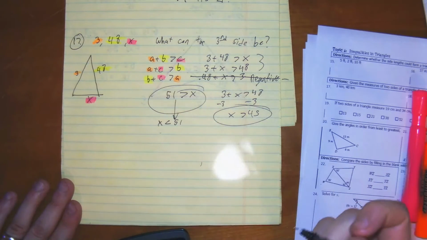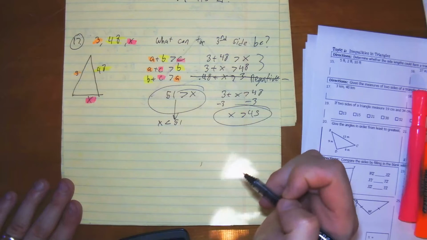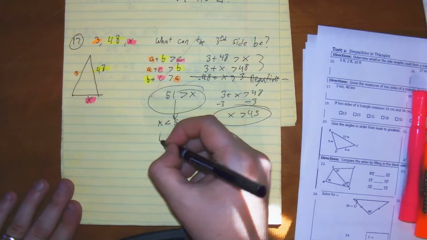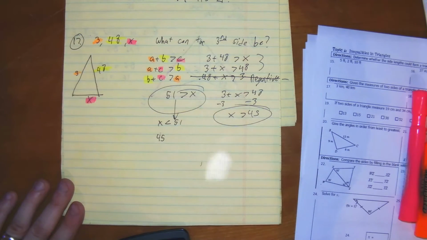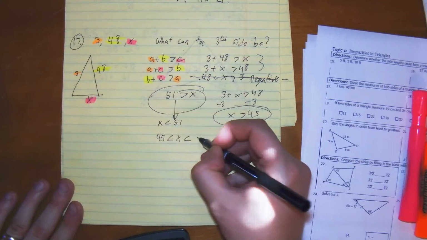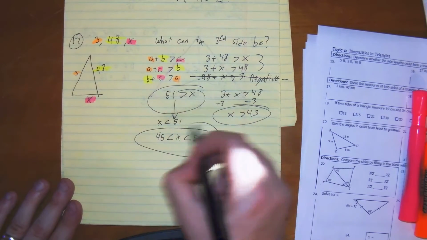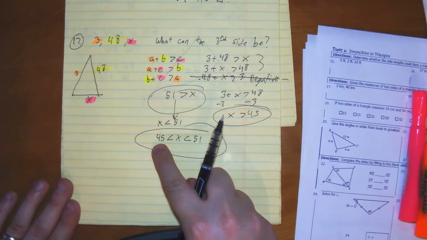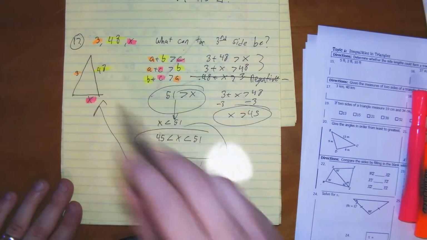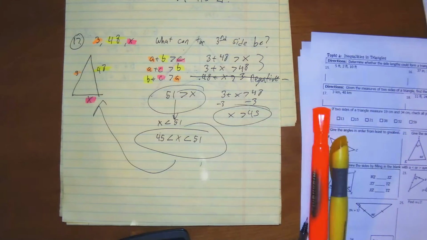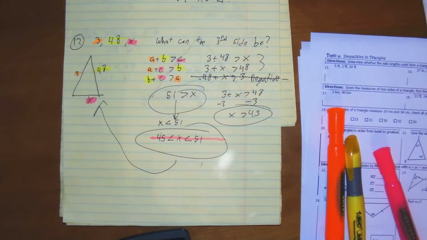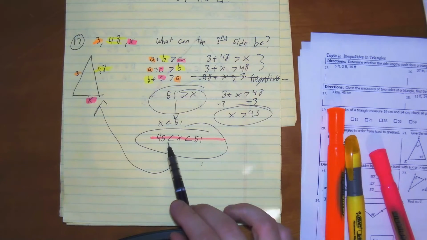So the way you write it would be the following. We would say 45 is less than X, which is less than 51. So that means any number between 45 and 51 can be X. But it can't be 45 or 51, because then it would break the rule. That's why we don't have an underline under it.